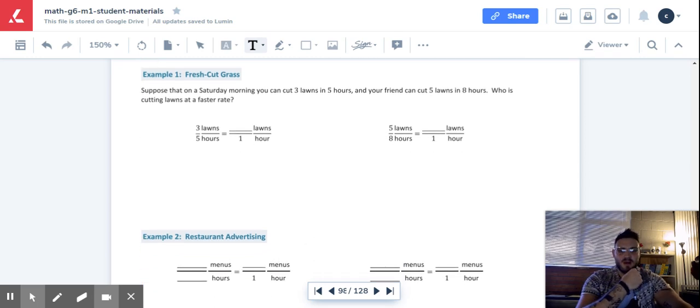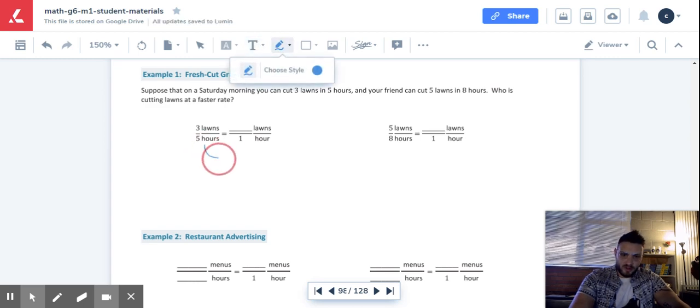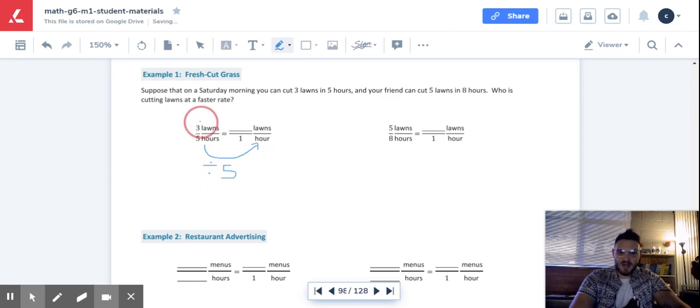Suppose that on a Saturday morning, you can cut 3 lawns in 5 hours and your friend can cut 5 lawns in 8 hours. Who's cutting lawns faster? So what we're trying to do is figure out how many lawns they cut in 1 hour. Well, if he cuts 3 lawns in 5 hours, how did we get down to 1 hour? We just have to scale down. And to scale down, you divide, and we divide by 5. So then you divide this by 5 also.